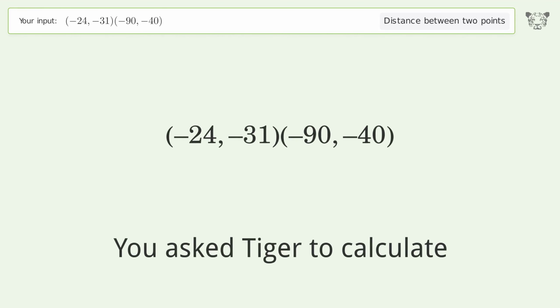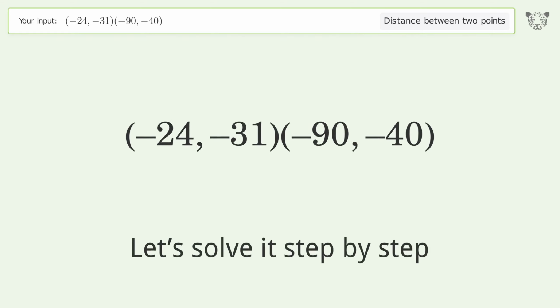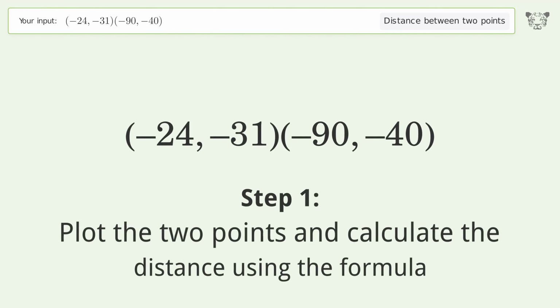You ask Tiger to calculate. This deals with the distance between 2 points. The distance between the 2 points is the square root of 4,437, or 66.611. Let's solve it step by step. Plot the 2 points and calculate the distance using the formula.